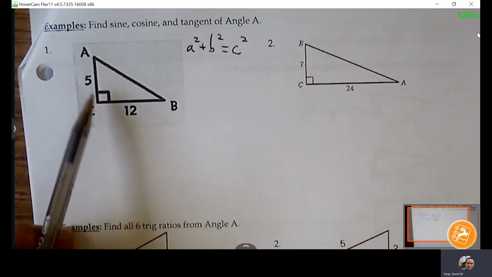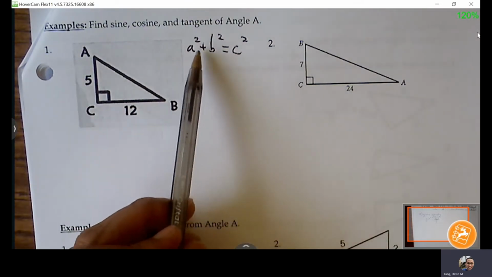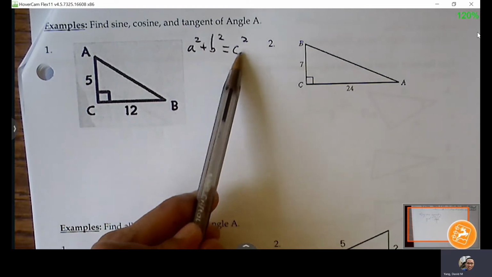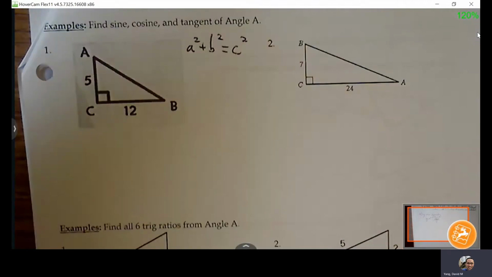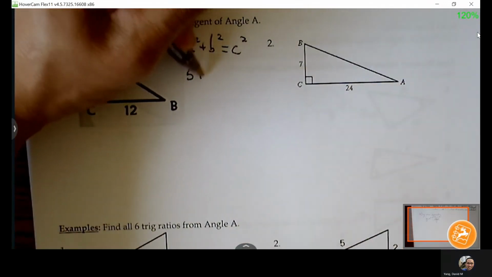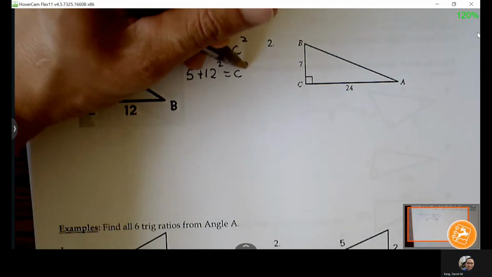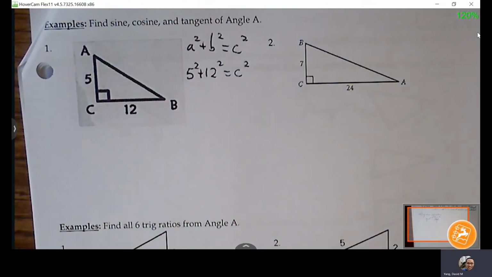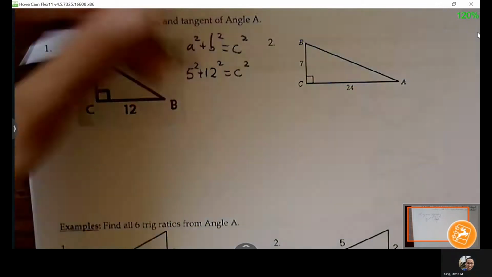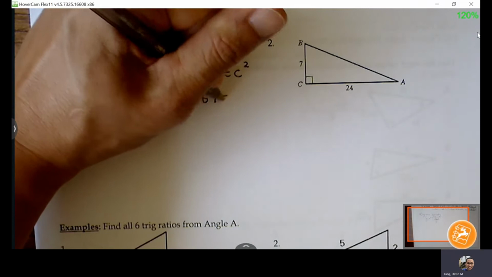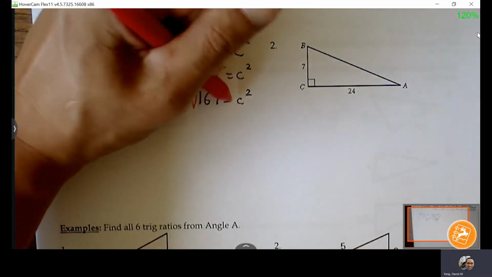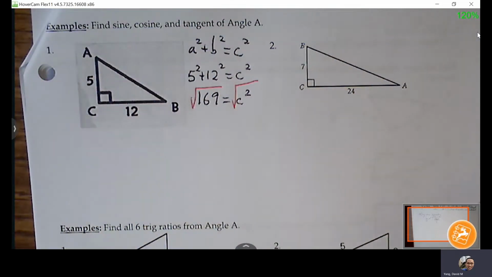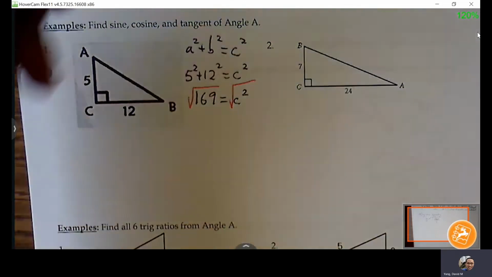Okay, so it doesn't matter which value is my a and b. These will be my legs, and then the side length on the other side will be the hypotenuse. So in this case, I'm looking for the hypotenuse. Okay, 25 plus 144. Take the square root. Technically, we should be getting a plus or minus, but because we're only dealing with the sides of a right triangle, we're only going to hold on to that positive value.